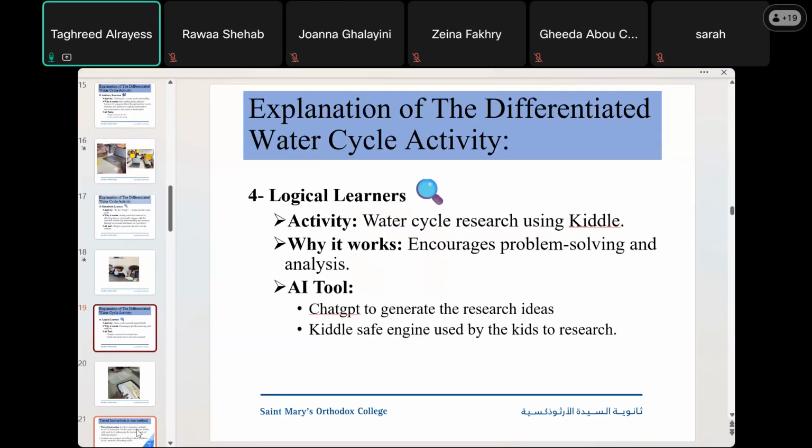For example, one of the questions: what would happen to the water cycle if the Earth's temperature increases by 5 degrees Celsius? And they used Kiddle, a kid-friendly, safe research engine. The AI tool, also ChatGPT, was used to generate the research topic and everything.